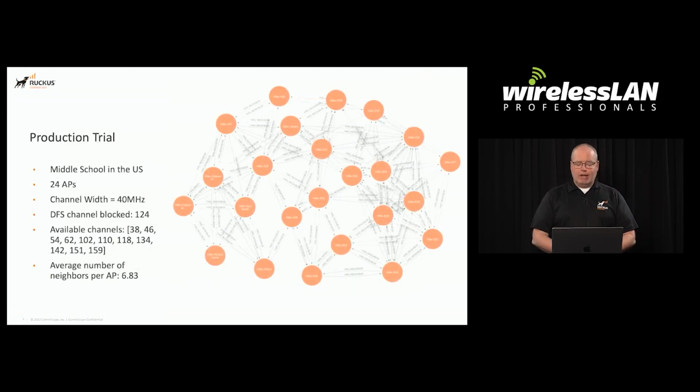So what it initially looks like is this type of graph. The little orange circles are representing an access point, and all the lines in between them are representing one AP hearing another AP. So it's basically graphing out not just the access points, but which access points can hear which other access points. They will map that out. This particular graph was from a trial that we did with a middle school with just 24 APs. So it wasn't a huge, large network like the next one.